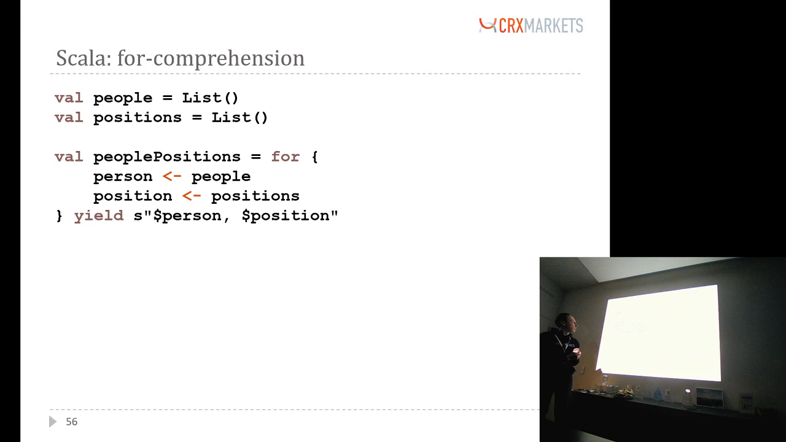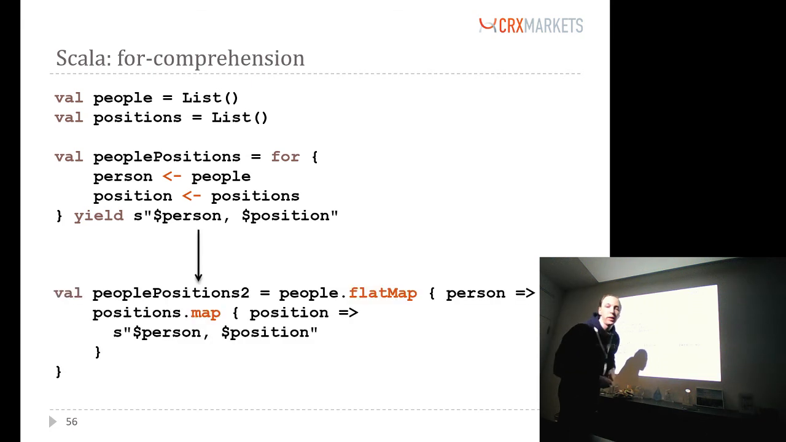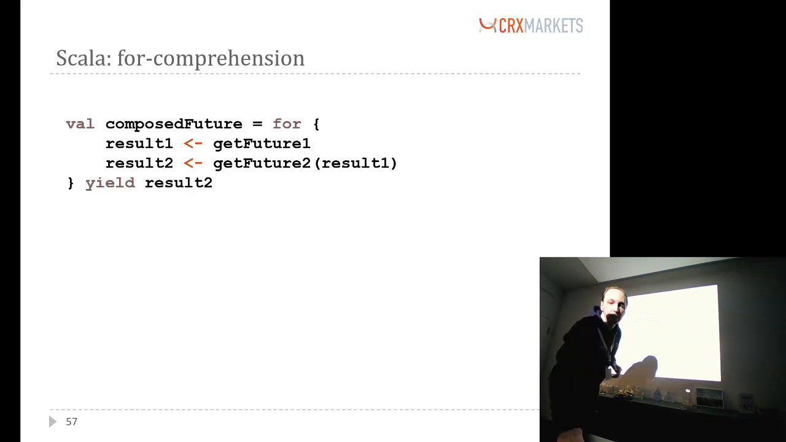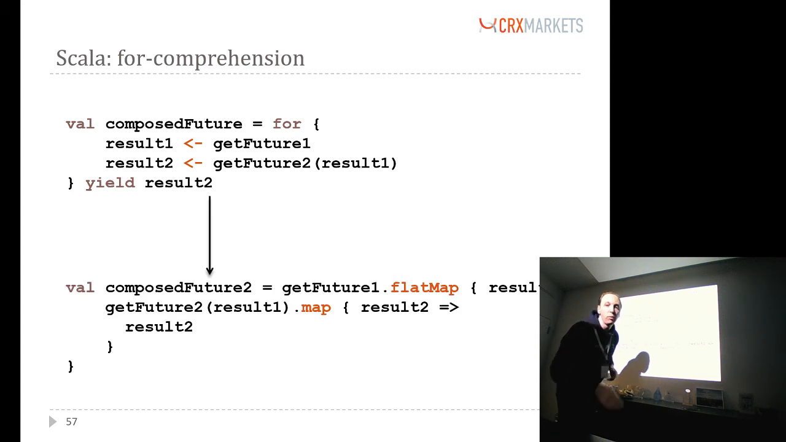So this is not just an iteration, because this gets transformed into this code. We take people, we do the flat map. We take all positions, we do the map. And then we return this string with two values combined. So this is just syntactic sugar that gets transformed into this, because these guys have map and flat map methods. The same can be done, for example, with futures.